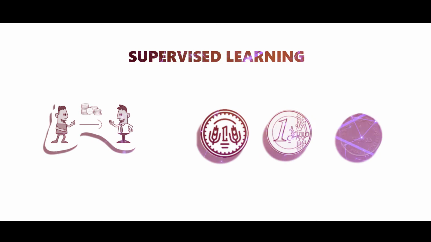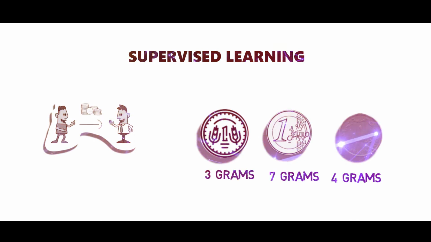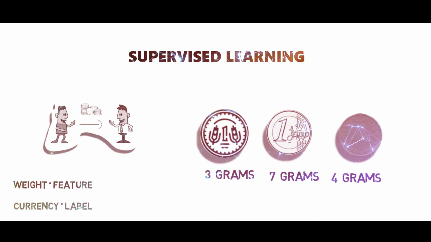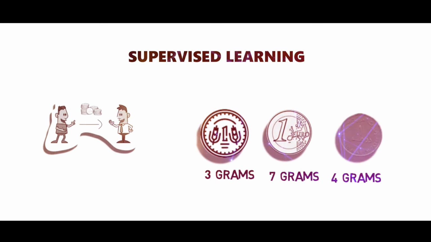Let's first quickly understand supervised learning. Suppose your friend gives you 1 million coins of 3 different currencies, say 1 rupee, 1 euro and 1 dirham. Each coin has a different weight. For example, a coin of 1 rupee weighs 3 grams, 1 euro weighs 7 grams, and 1 dirham weighs 4 grams. When you feed this data to the machine learning model, it learns which feature is associated with which label. For example, it will learn that if a coin is 3 grams, it will be a 1 rupee coin.